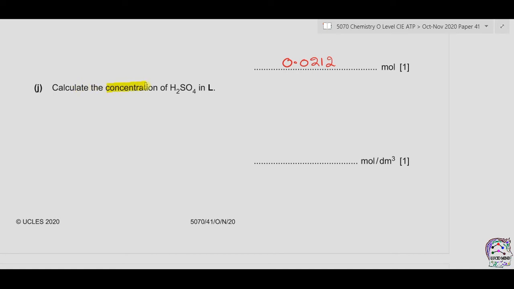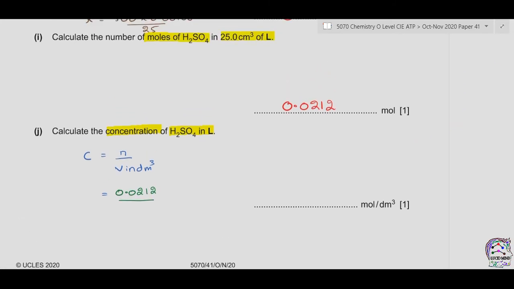Part J. Calculate the concentration of sulfuric acid in L. Again, by using the formula, concentration in mole per decimeter cube is equal to number of moles divided by volume in decimeter cube. By putting values, the number of moles are 0.0212 and the volume is given to be 25 centimeter cube. So we can convert 25 centimeter cube into decimeter cube by dividing by 1000. So the concentration comes equal to 0.848 mole per decimeter cube.